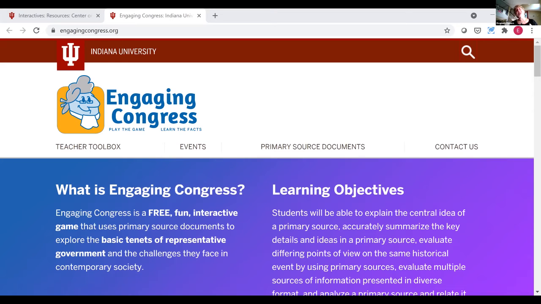adding Engaging Congress, Freedom Summer, and Citizen into your toolbox, and that gives you access to devices. So if you need help, one of our goals is that you can use this material and integrate it into any part of what you're teaching.